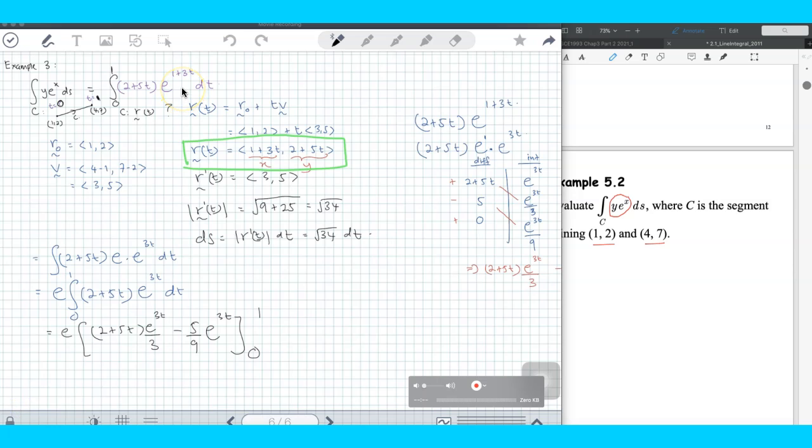I made a mistake here where I forgot to put the square root of 34. So then I have to put the square root of 34 here, and here, and here.